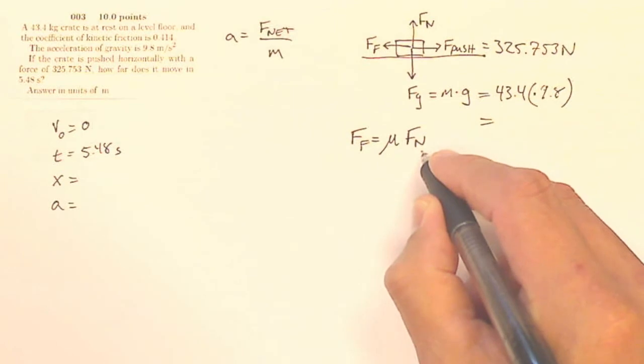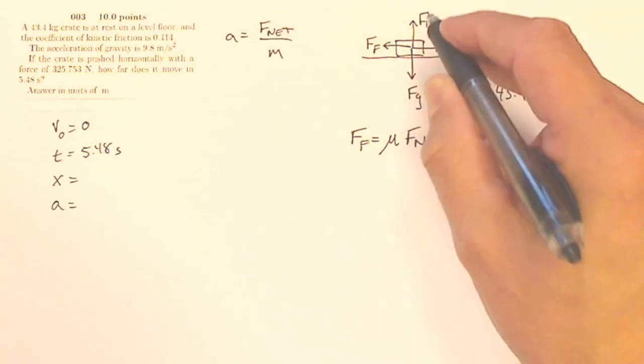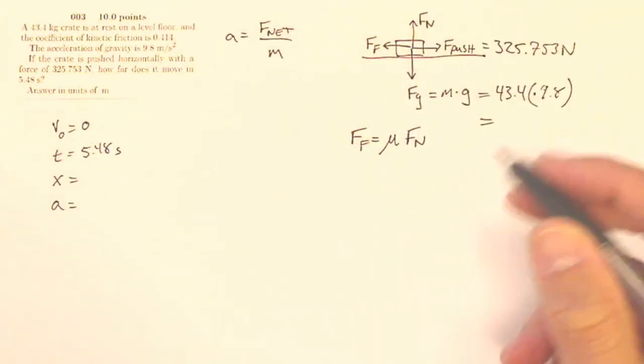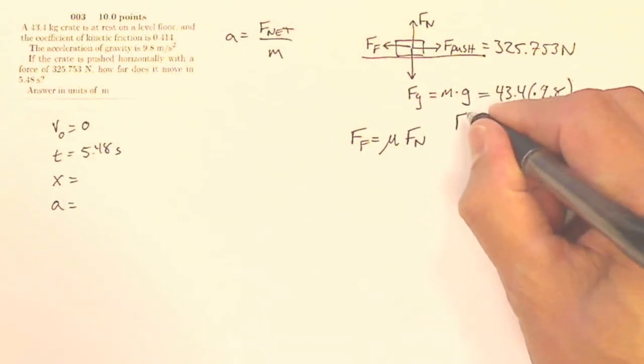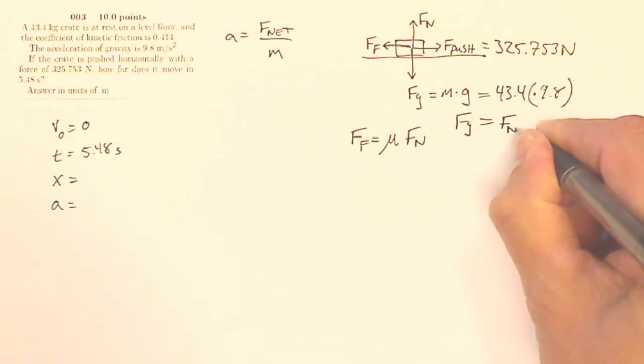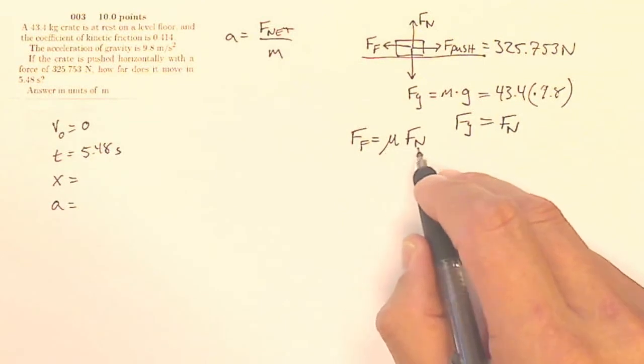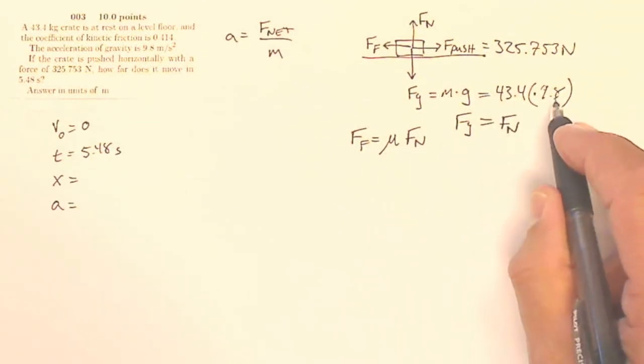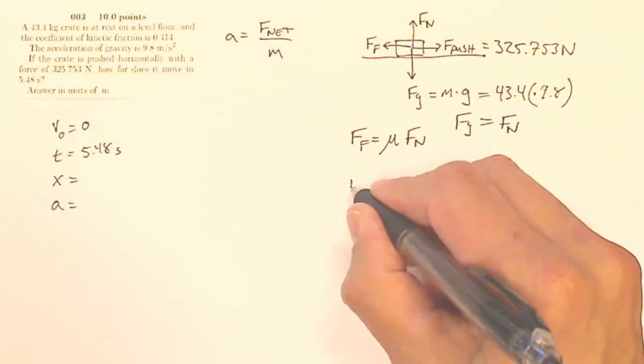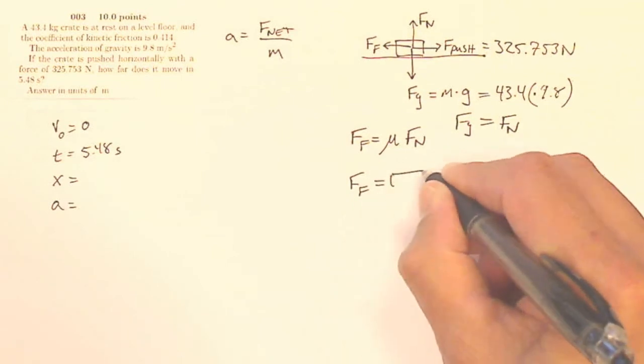And mu times the normal force, and the gravity force is going to equal the normal force because there are no other forces up and down, and this isn't going to accelerate up and down. So I know that my force of gravity equals my normal force. So now my force of friction is going to be mu times the normal force, and the normal force is 43.4 times 9.8. So now I will know my force of friction.